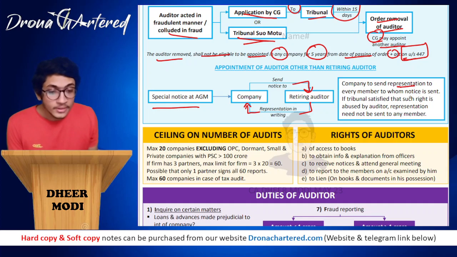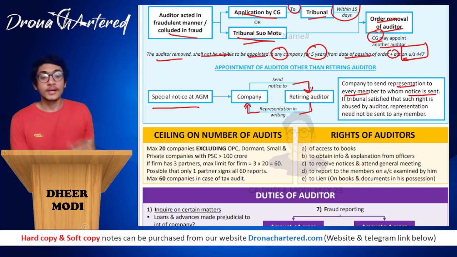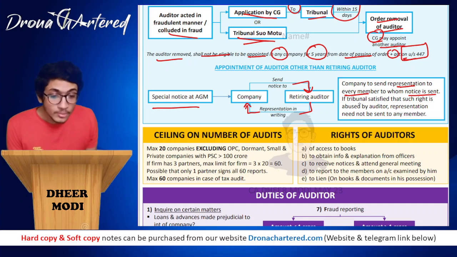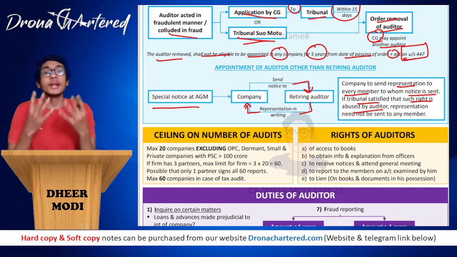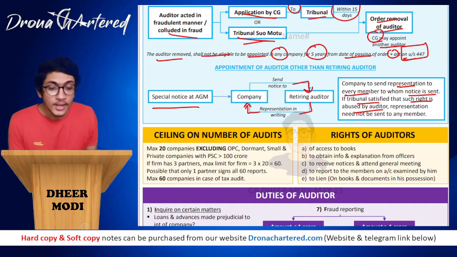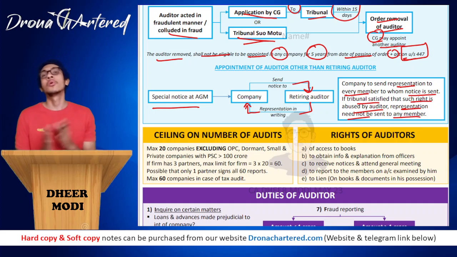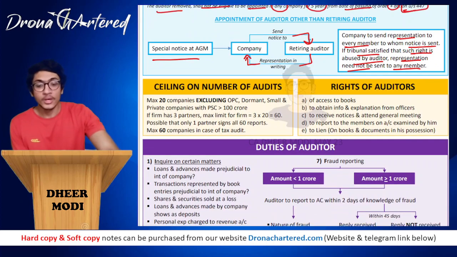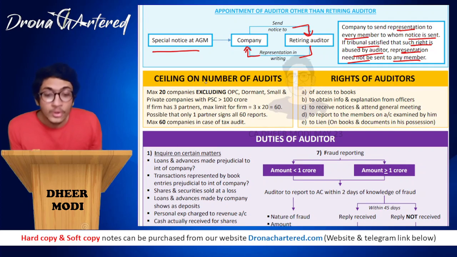The company is to send the representation, whatever this auditor has written, to every member to whom notice is sent, that is, every member to whom the notice of the meeting is sent. If the tribunal is satisfied that such right is abused by the auditor, that means if the auditor is highlighting his achievements or misusing this right given to him, the representations need not be sent to any member. Okay, coming to your next point, that is your ceiling on number of audits.